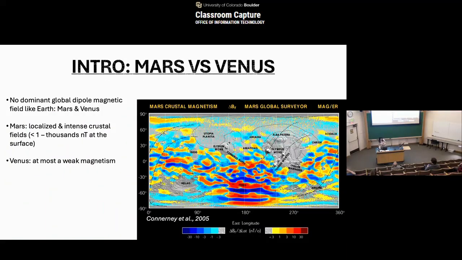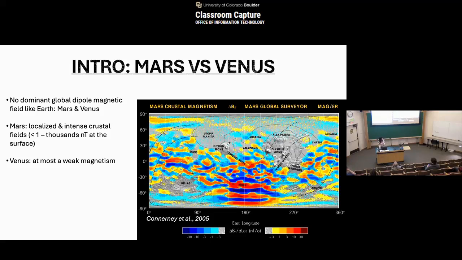Another introduction to have: there are lots of similarities between Mars and Venus in terms of atmosphere composition, and they both don't have a global dipole field, but there are significant differences between the two. In terms of magnetic environment, the most important thing is that Venus doesn't have a crustal magnetism, or at most a very weak one. But at Mars, we have very localized, but also very intense crustal fields.